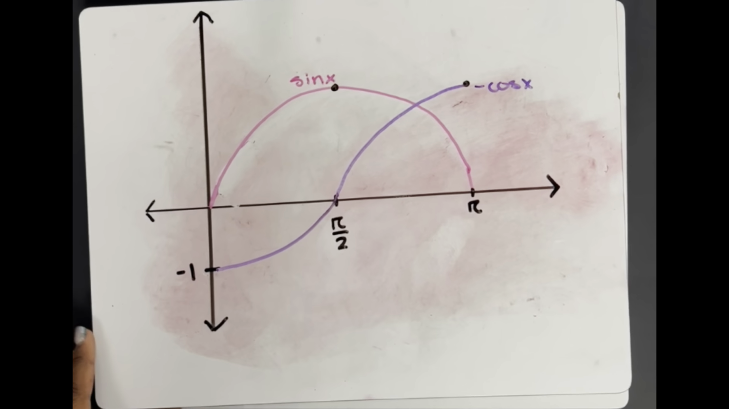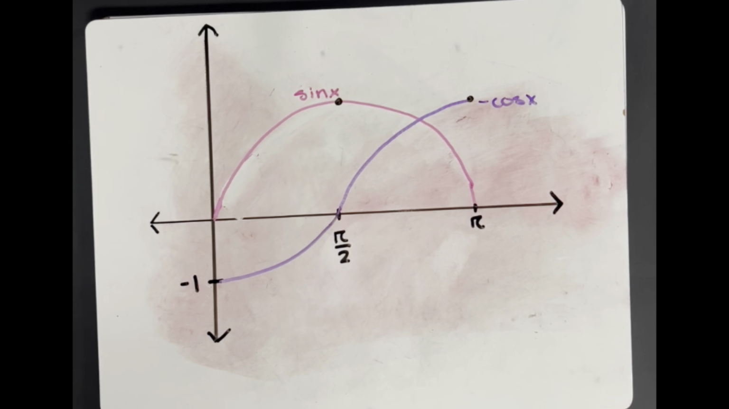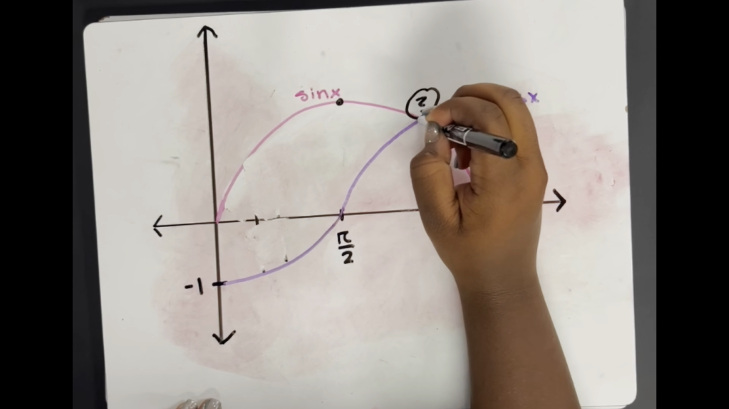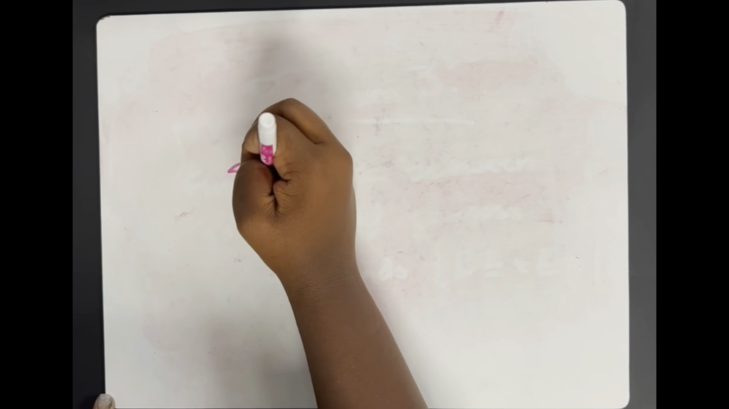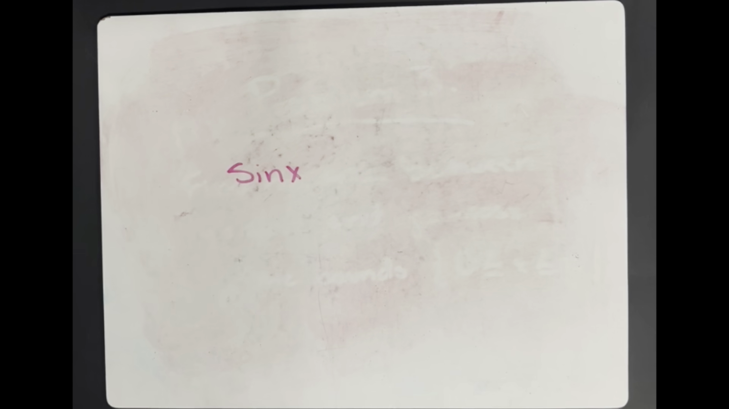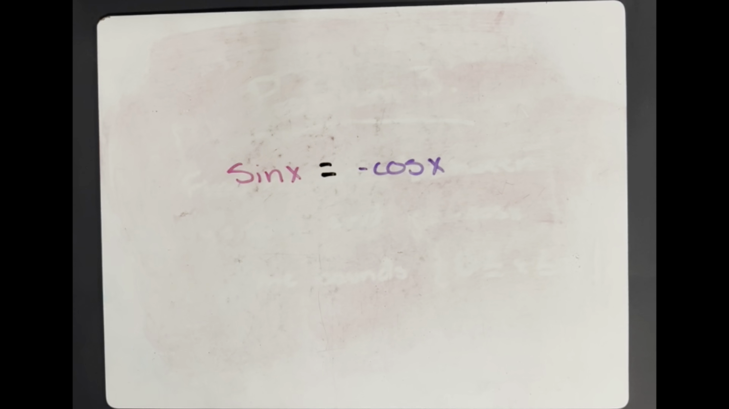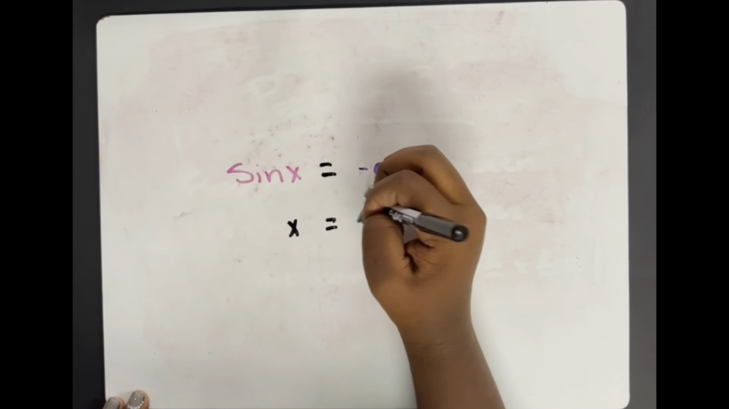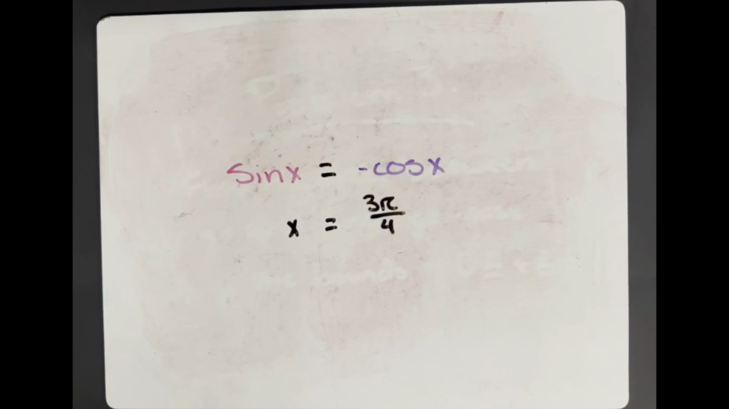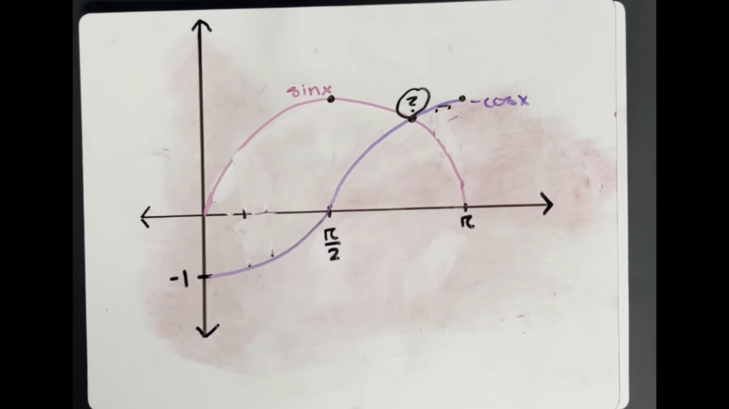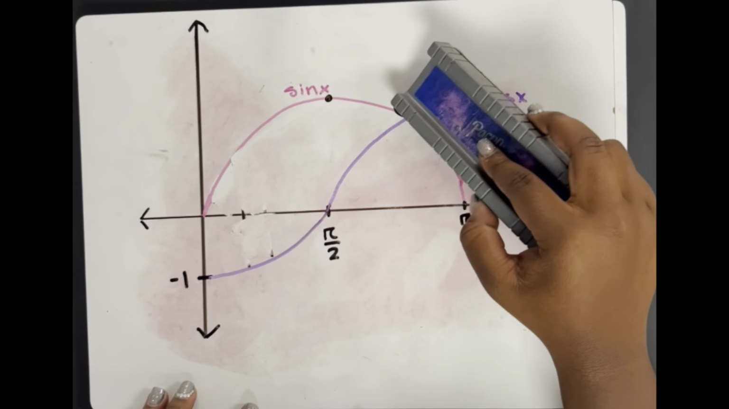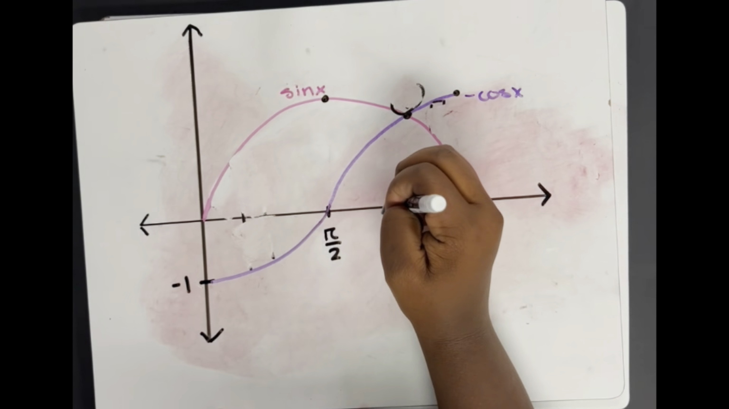First, let's graph the function in the bounds. To find the intersecting point of the graph, set the functions equal to each other and solve for x. The only point sine x and negative cosine x intersect in the bounds is at x equals 3 pi over 4. Now that we have all the points, let's get ready to plug it into the formula.